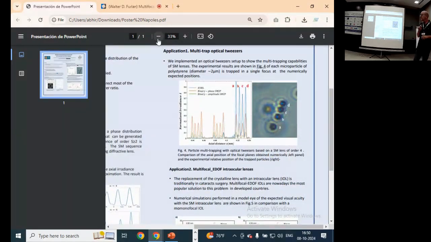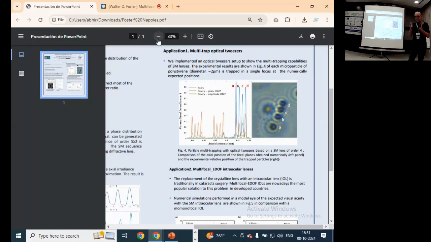And we implemented this lens in an optical prism to trap microparticles, and we have found that with the above mentioned kind of kinoform lens, the main foci of the lens are located in a volume of the axial propagation, and these 4 foci are named A, B, C, and D, and these are represented here.